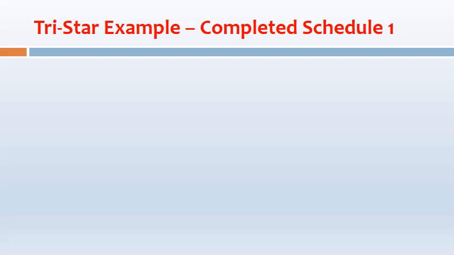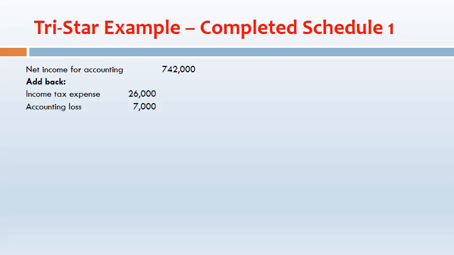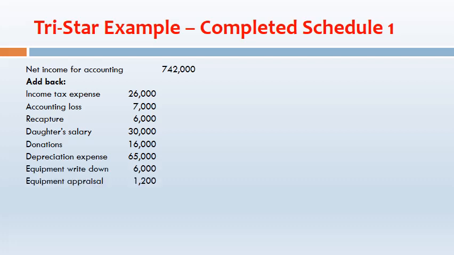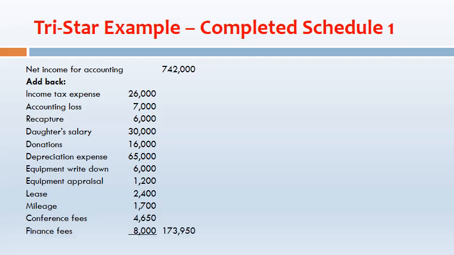All right, let's bring it all together here. We're going to do an entire T2 Schedule 1 for TriStar. So what we do is start with net income for accounting purposes that we were given at the very beginning of 742. Then we're going to do all of our add backs. So income tax, accounting loss, the recapture, the salary, donations, depreciation, the write-down, the appraisal, lease, the mileage, the conference fees, and ultimately 80% of the financing fees. This gives us a total amount of add-backs shown here.